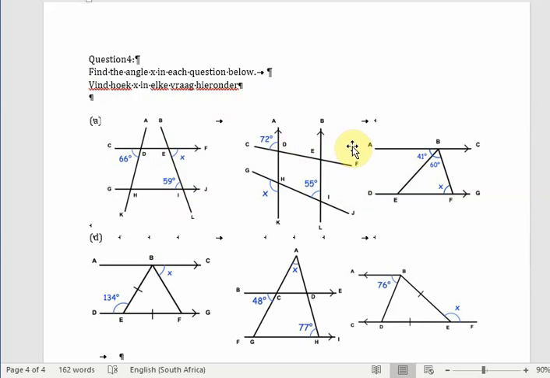For this one, those two angles, well, let's start with this one. These two angles are alternate angles. You see the N. So daai twee is verwisselende hoeke want hulle vorm 'n N. So 55 en x is ewe groot, so x is ook 55 grade. En dis al wat ons daar moet bepaal.